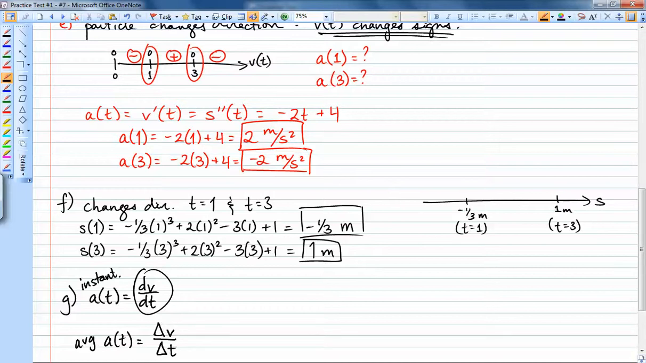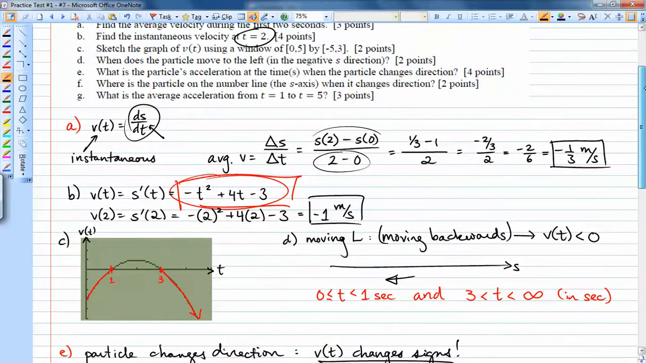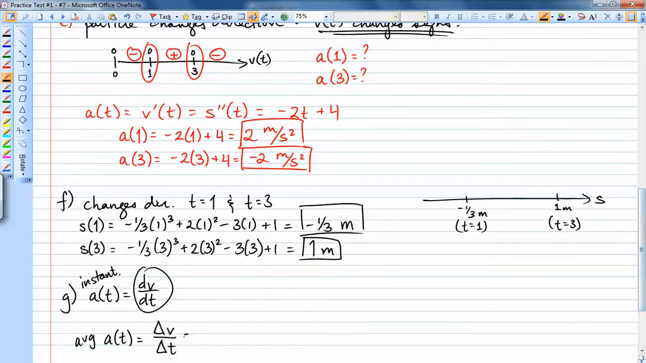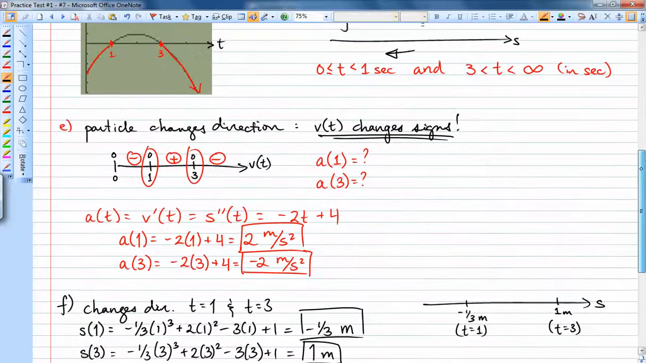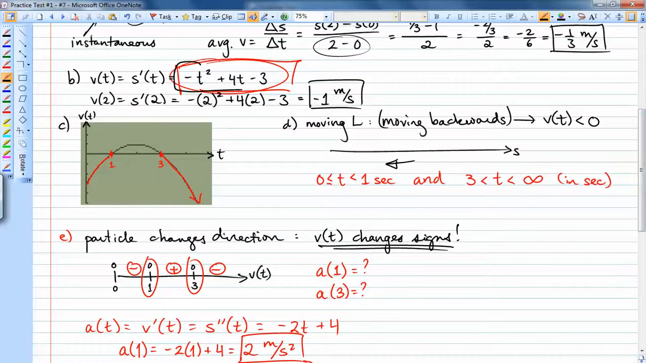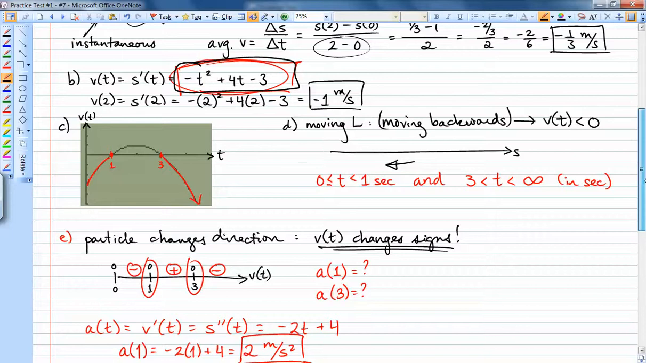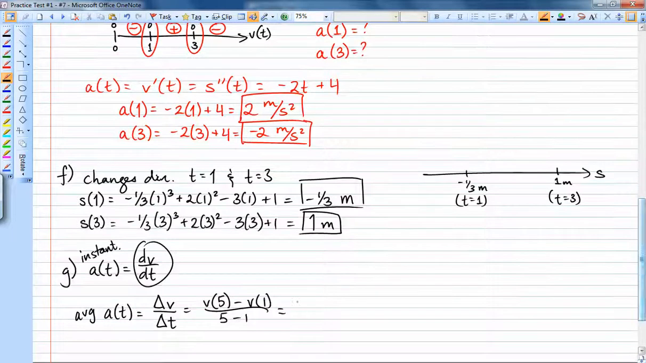So it's just the change in the velocities over the change in the time. And we're looking at from 1 second to 5 seconds. So really what I'm going to do is v of 5 minus v of 1, over 5 minus 1. That'll be the average acceleration. So v of 5, if you actually plug in 5 into the velocity function, which is, where's that one? Right up here. So this is my velocity function. If I plug in 5 into that, you get negative 25 plus 20 minus 3. So that's going to be negative 8.